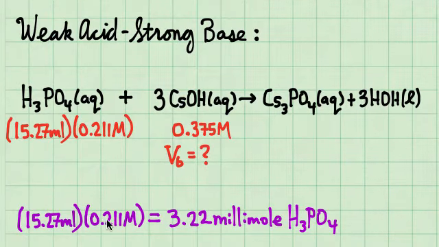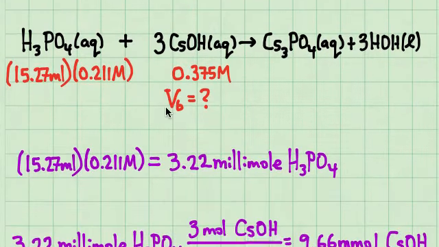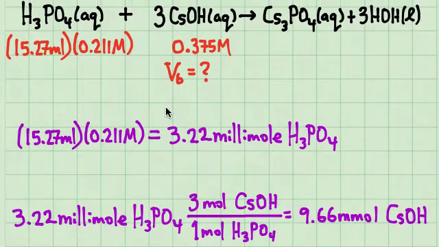So I take the molarity times volume of the first acid to get the moles, or I didn't get rid of the millis, so I still have millimoles of the acid. But then I notice a 3 there, so I better carefully say, 3 moles of base react with 1 mole of acid. Put the moles of the acid on the bottom so they cancel, discovering 3 times 3.22 moles of base.